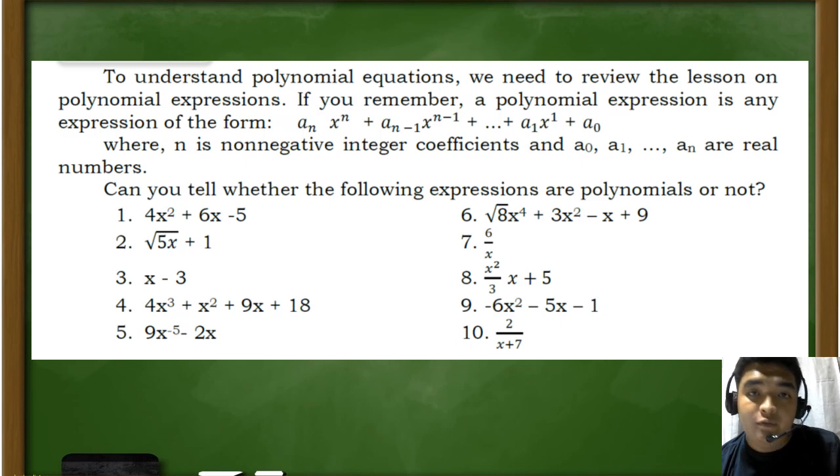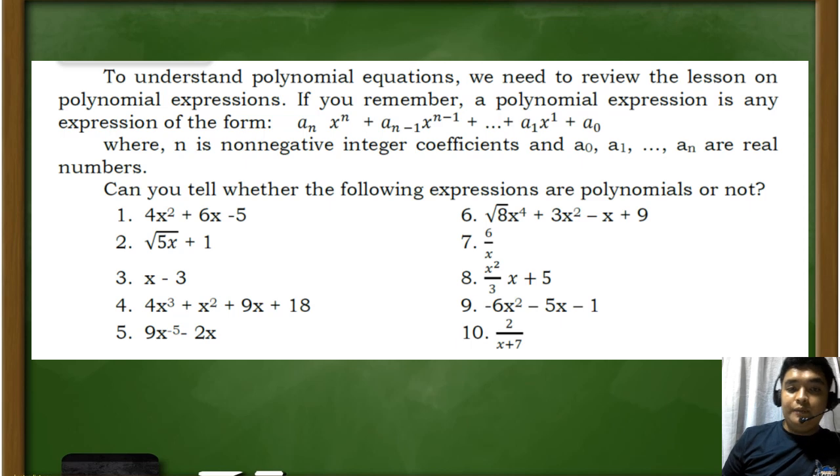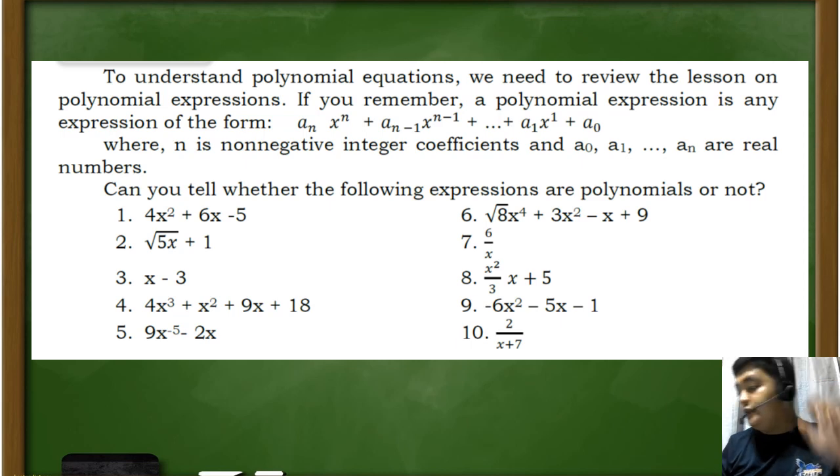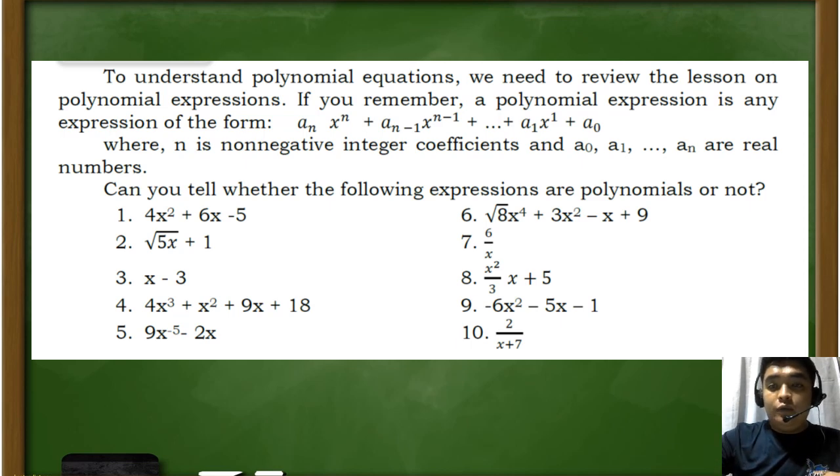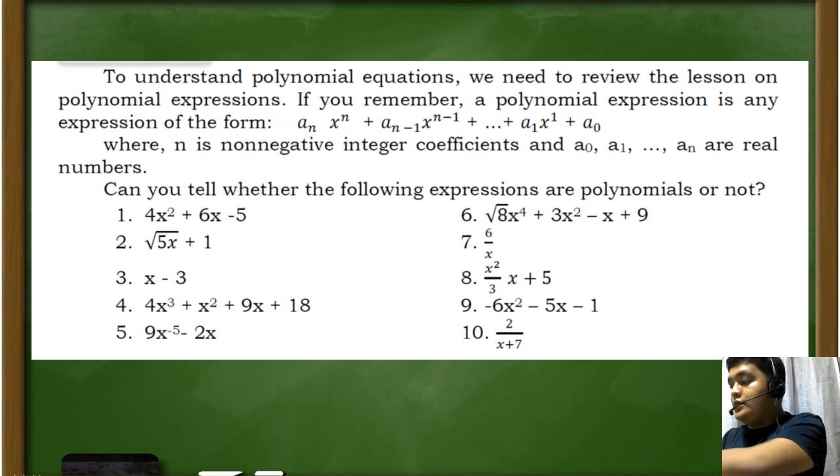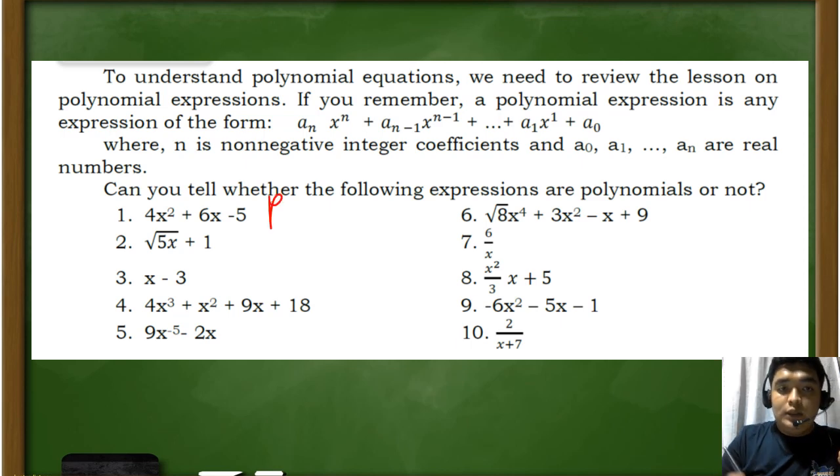Let's check if you really understood the definition. Can you tell whether the following expressions are polynomials or not? Let's answer number one. You can pause this video while you are answering, or you will answer it together. For number one, 4x squared plus 6x minus 5, that is a polynomial. Very good. How about number two? This is not a polynomial.